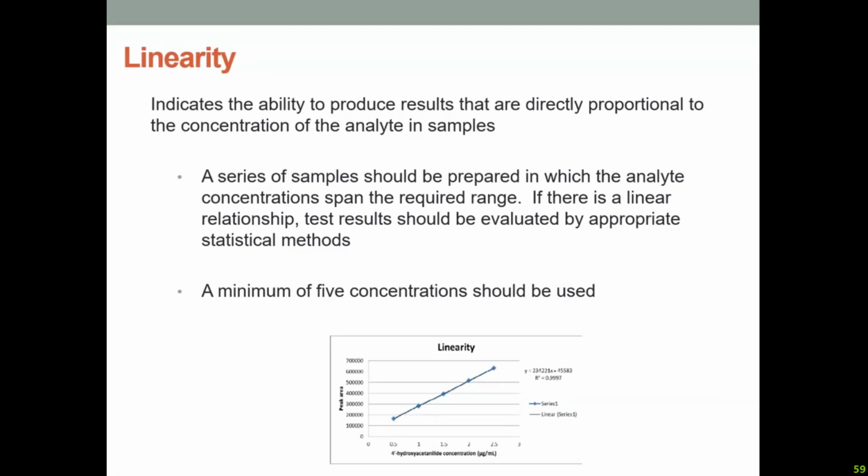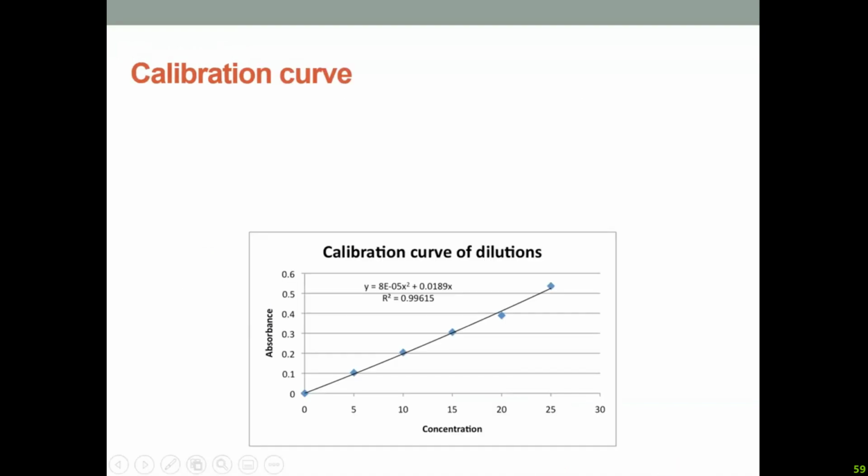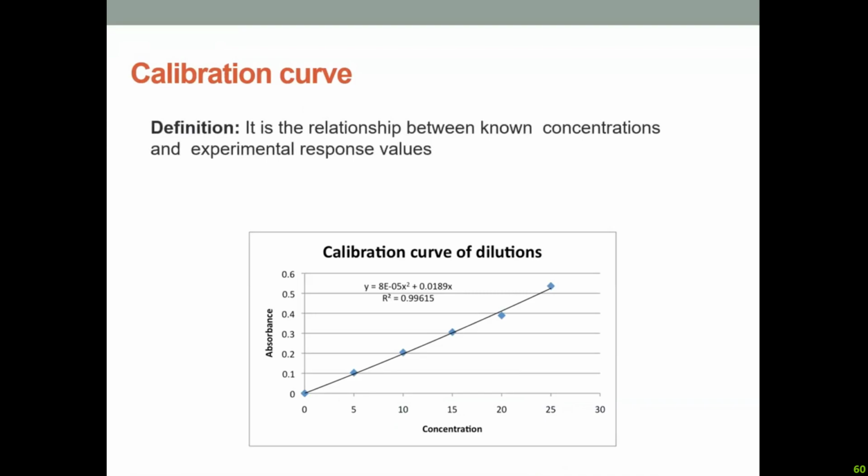So a series of samples would be prepared in which the analyte concentrations span the required range. If there's a linear relationship, the test results should be evaluated by appropriate statistical methods. So you would be using a minimum of 5 concentrations. The calibration curve is the relationship between known concentrations and experimental response values. The goal is to determine the unknown concentration of a sample.